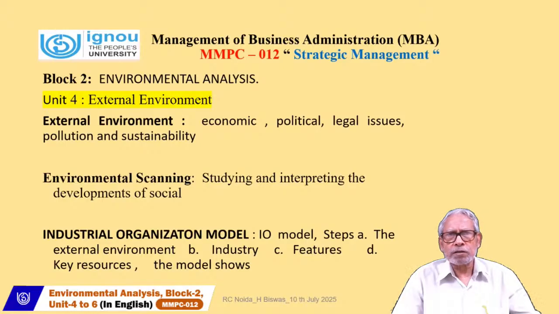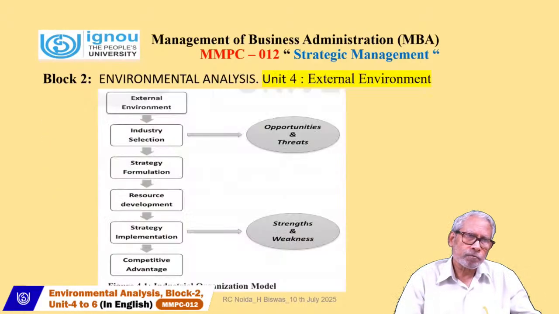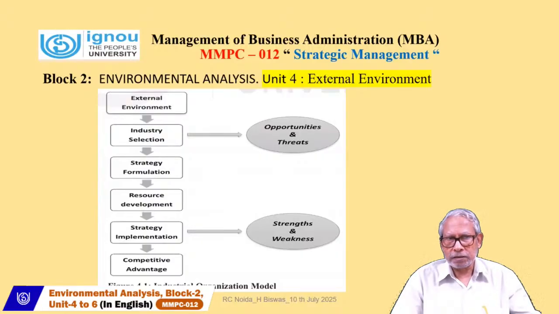And your industrial organization models, your IO model steps, then your external environment, industry features, key sources, the model shows. There are some of your models. Now here are some of the industrial organization models which are really required. From there we can assess the opportunities and threats, as well as your strengths and weaknesses.